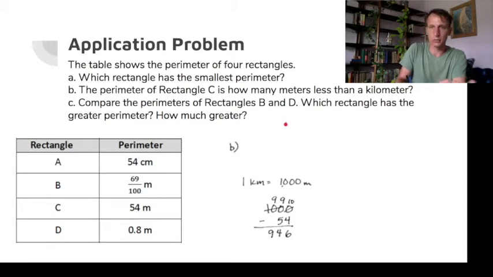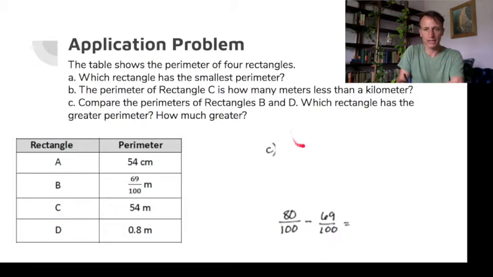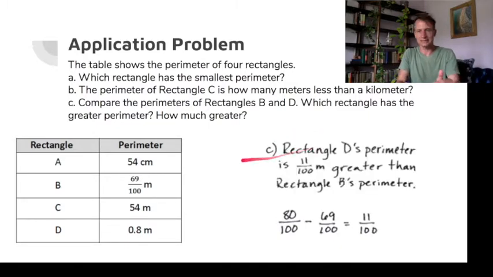To find how much more, we're going to subtract, of course, yes. So 80 hundredths minus 69 hundredths. Do the subtraction there. What do you get? Well, you can add up. You can go from 69 to 70 is 1, and then 10 more, so it's 11. So the difference is 11 hundredths. So D is 11 hundredths meter greater than rectangle B's perimeter. And remember, 11 hundredths meter is 11 centimeters. About yay, not too long.